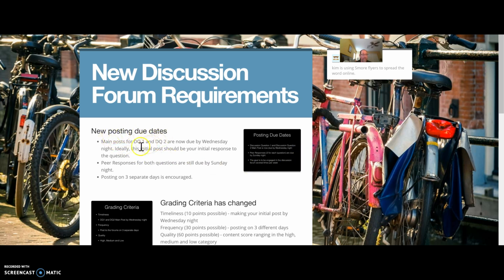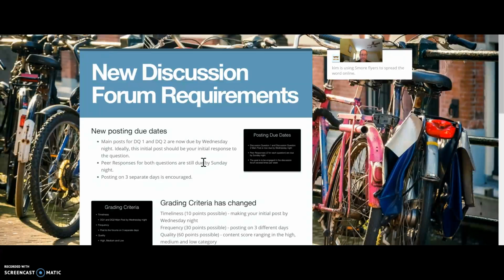New posting due dates. Your main post for your discussion question each week, for DQ1 and DQ2, are now due by Wednesday night. If they come in later, they're going to lose points. That first post has to be in by Wednesday night. Ideally, this initial post should be your initial response to the question. Peer responses for both questions are still due Sunday at 11:59 p.m.